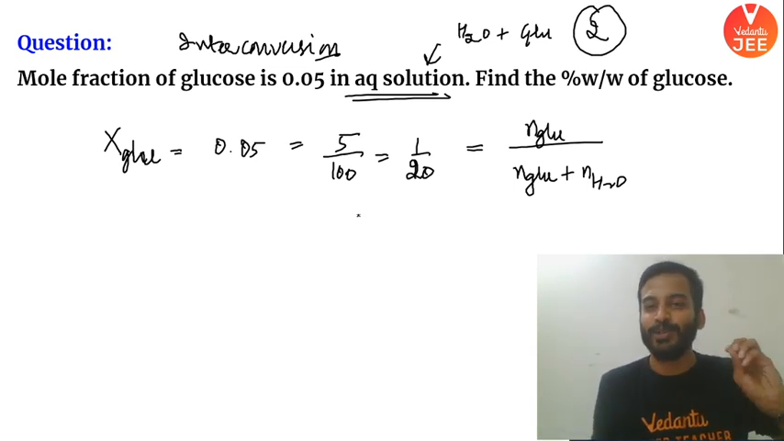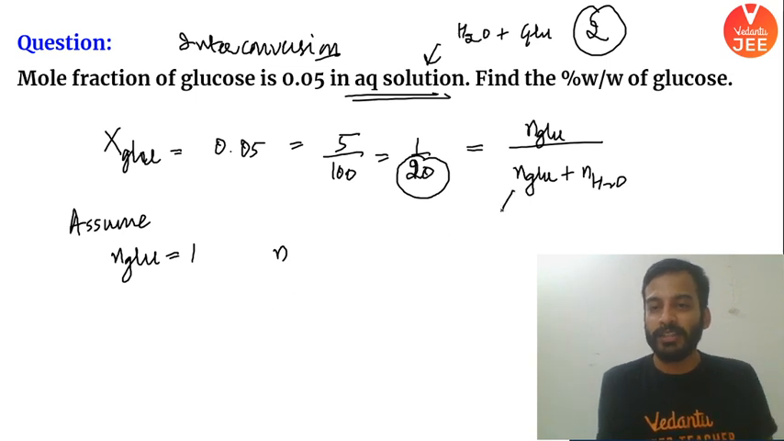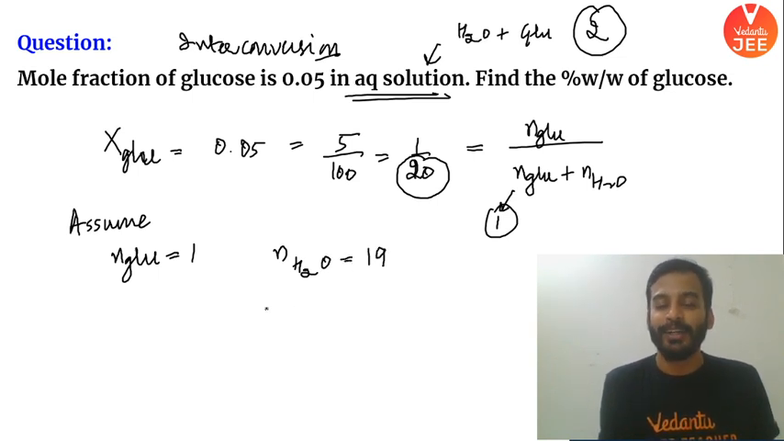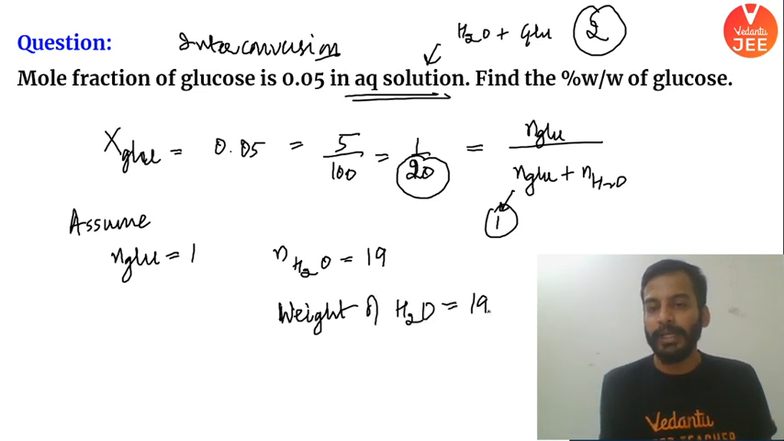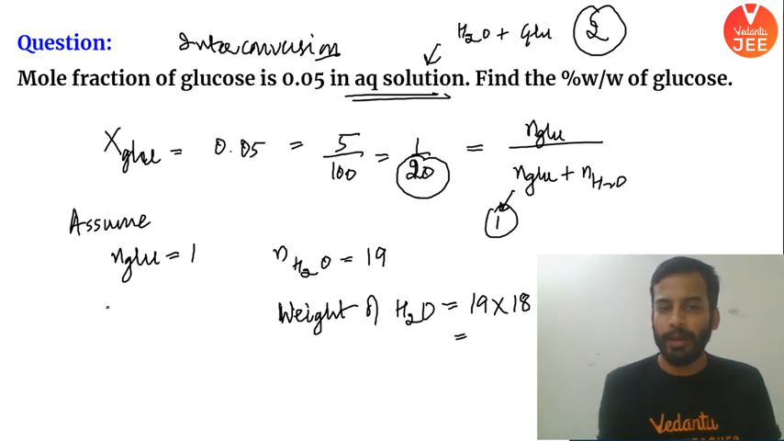To solve this question, I have taken one approach. Let us assume number of moles of glucose is equal to 1. Since the total number of moles is 20, water moles will be how many? Number of moles of water would be 19. Do me a quick favor, what will be the mass of water? It will be equal to 19 into 18. Tell me quickly how much it is coming, in the chat box. Here I am writing mass. Mass of glucose is what? 180 gram. Correct?